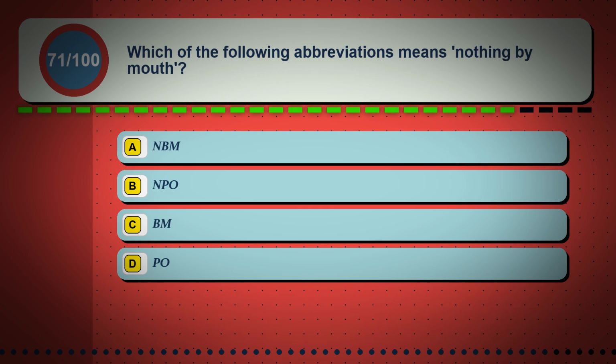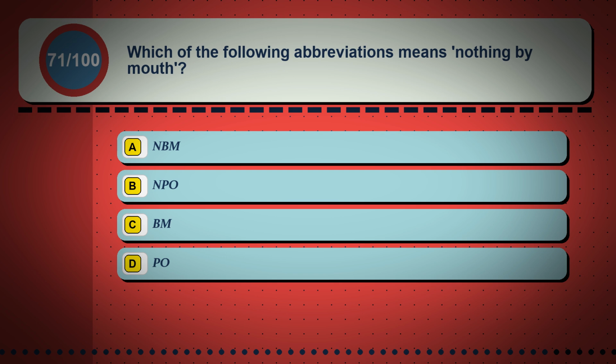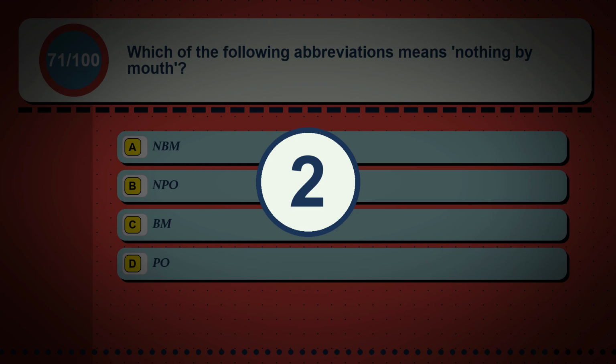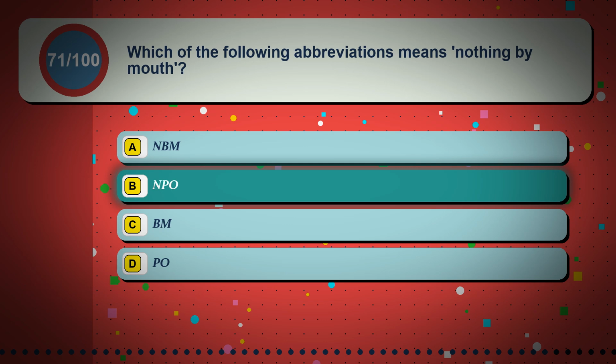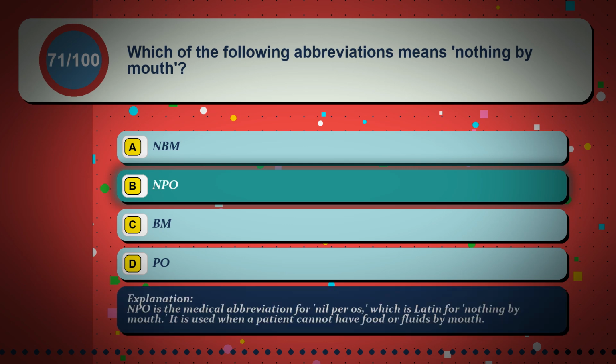Question 71. Which of the following abbreviations means nothing by mouth? Option A NBM, Option B NPO, Option C BM, Option D PA. The correct answer is option B, NPO. NPO is the medical abbreviation for nil per os, which is Latin for nothing by mouth. It is used when a patient cannot have food or fluids by mouth.